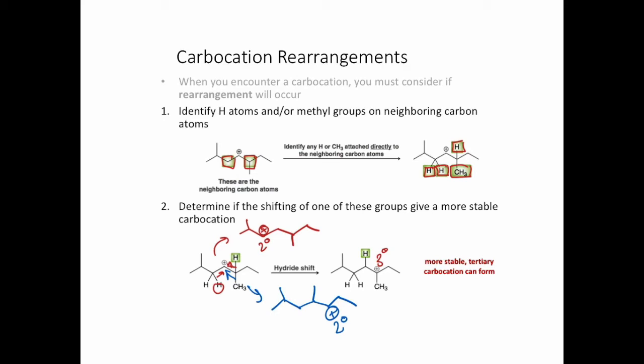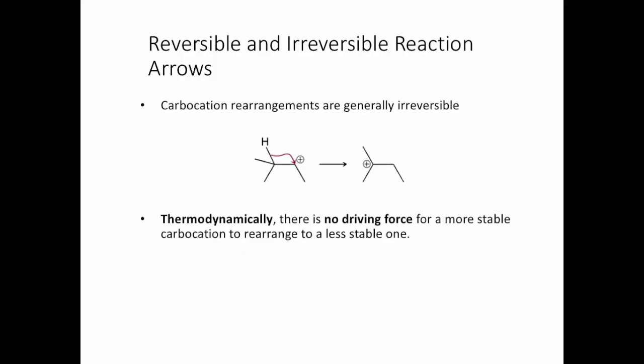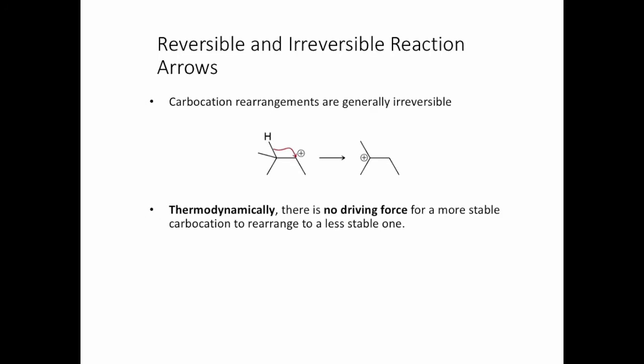So we're looking for an improvement in our life circumstances. And going from secondary to secondary, that's a lateral move. That's not an improvement. It's not going to happen. But going from secondary to tertiary, hey, things are looking better. So that will happen. Carbocation rearrangements are generally irreversible, and that's because there's no driving force to go from a more stable compound to a less stable compound. However, there is driving force to go from a less stable to a more stable.